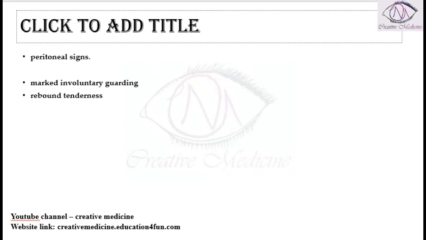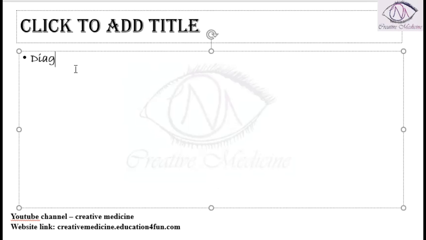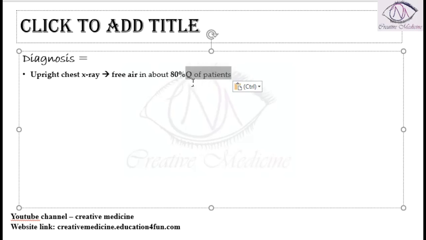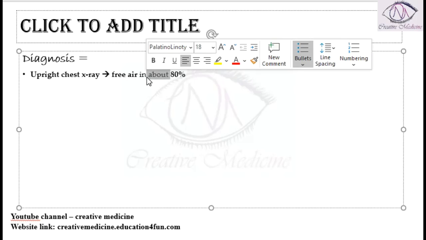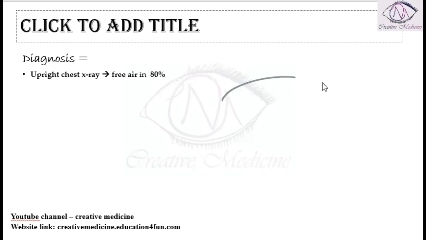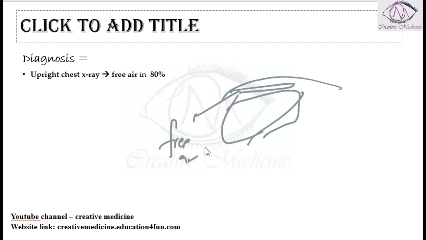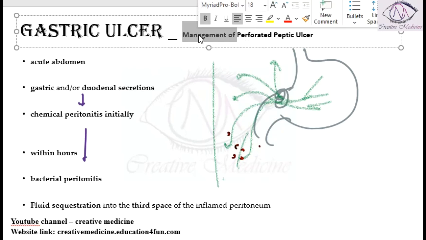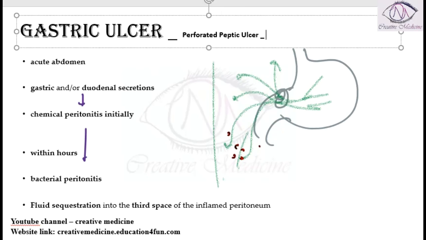Now, how are you going to diagnose this condition? For the diagnosis of this patient, we have to get a chest x-ray done. Upright chest x-ray. When you do an upright chest x-ray, you will see presence of free air below the diaphragm. Whenever there is free air present below the diaphragm, it is positive for a perforated peptic ulcer. Okay. So these are important points about perforated peptic ulcer, that is pathogenesis and diagnosis.